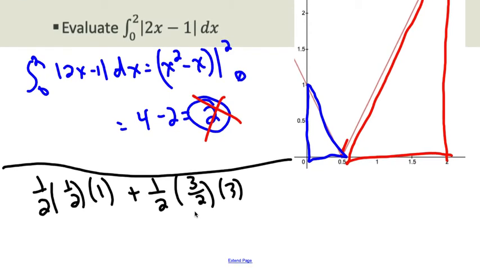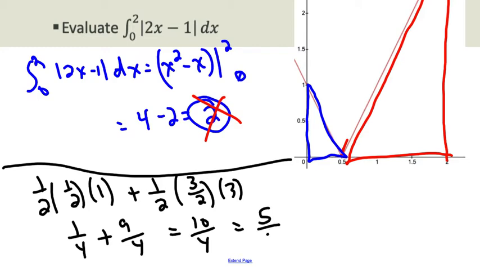So what happens when I do this? Well, I end up with 1/4 plus 9/4, which gives me 10/4, which is 5/2. Okay? Pretty close to 2. It's only off by 1/2, but it's still not the same. So why? Why is that not okay? Why do we not get the same answer when we did this?